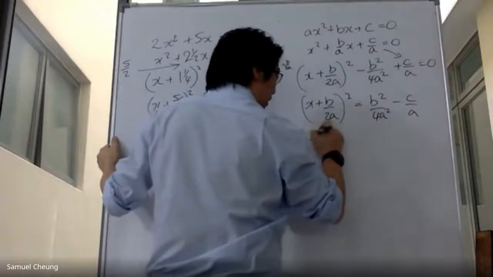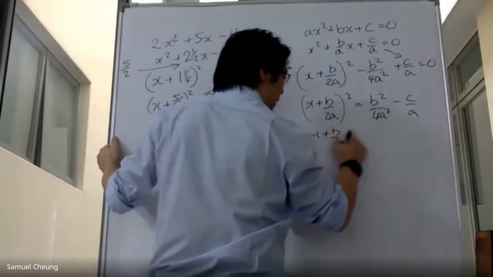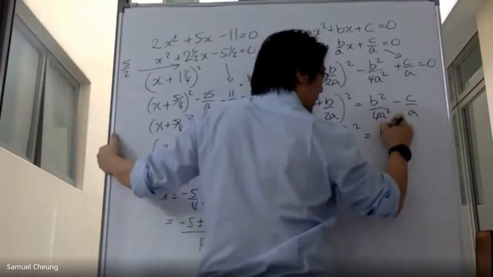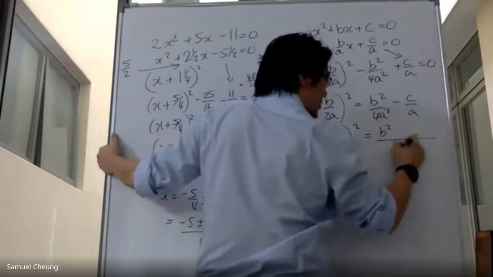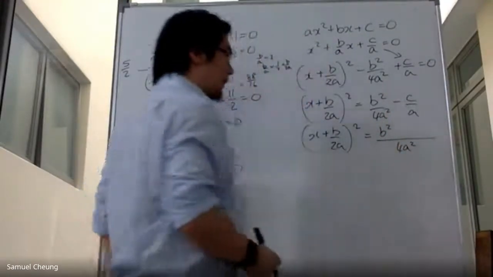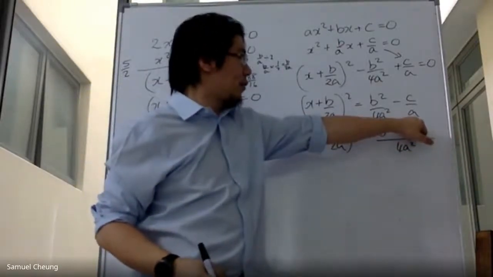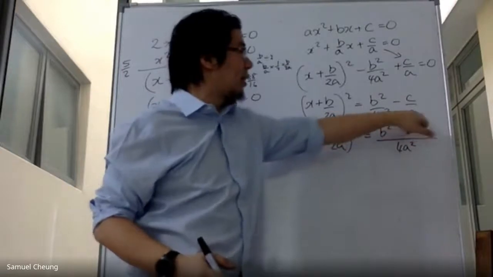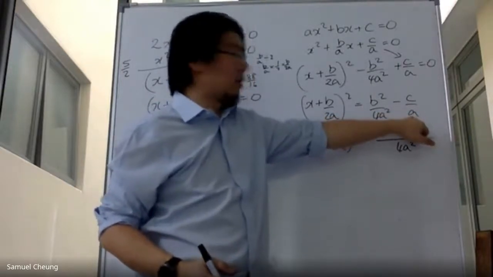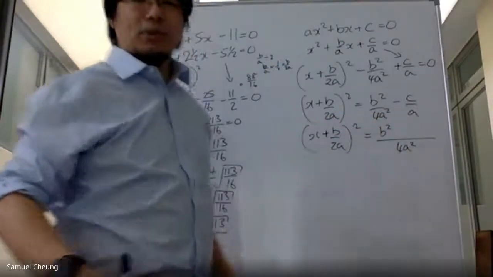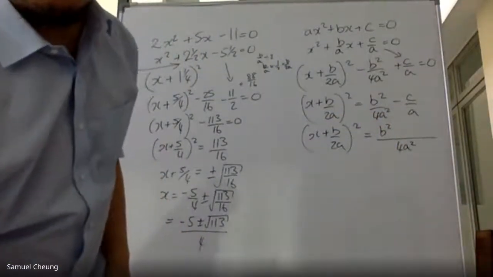So I get x plus b over 2a, all squared, is equal to, now, this stays as b squared, but I want to make this over 4a squared. So how do I make this into a 4a squared and this into a 4a squared? That one I can leave alone. So this one I'm going to times by what, to get a 4a squared on the bottom? Anyone?